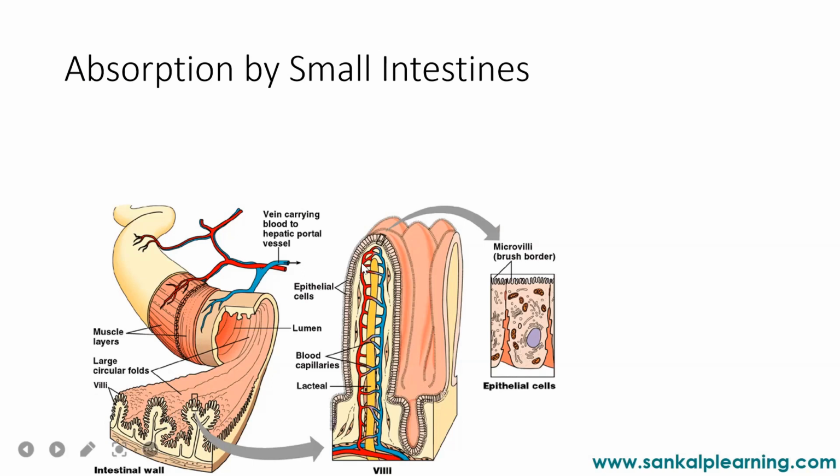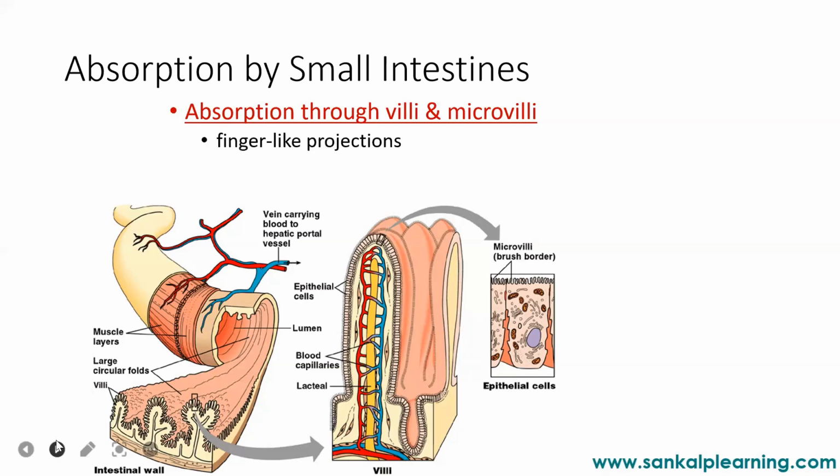So it will have the blood vessels and it will have space. At the borders it will have microvilli, meaning very, very small finger-like projections. These microvilli and villi are involved in the absorption of the food. Why should it be in this shape? To increase the surface area of absorption.